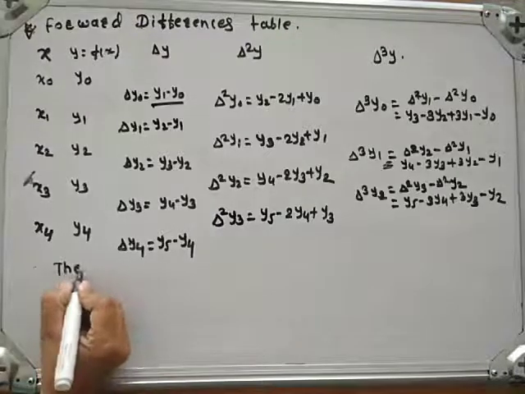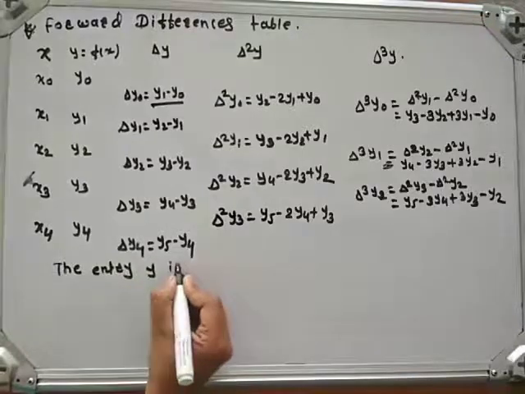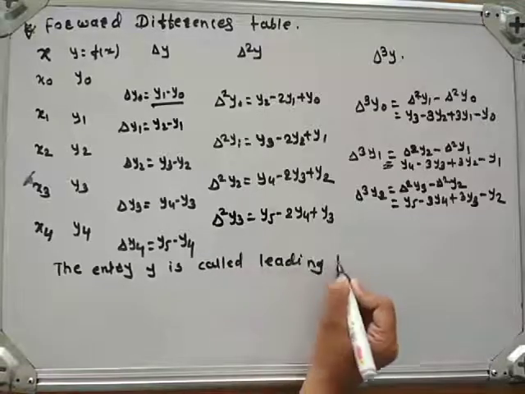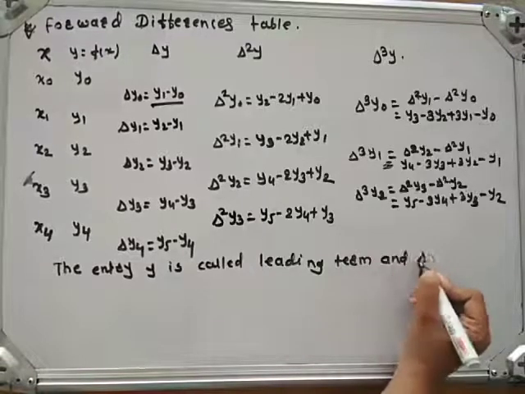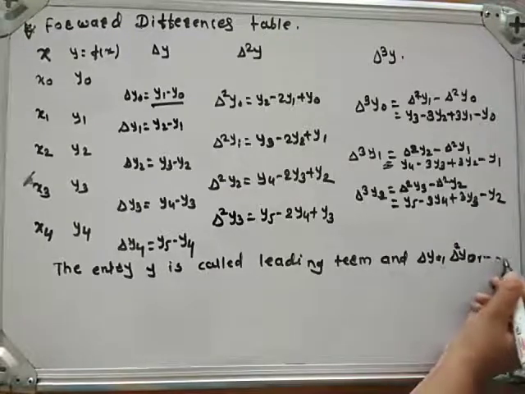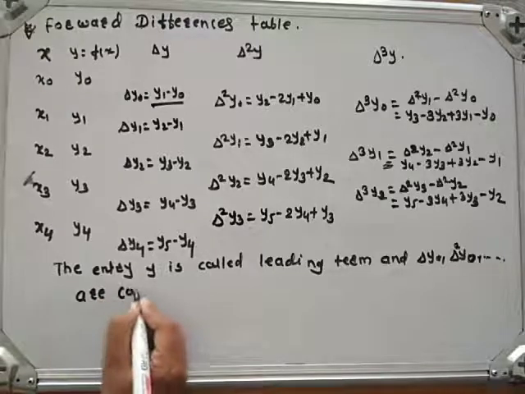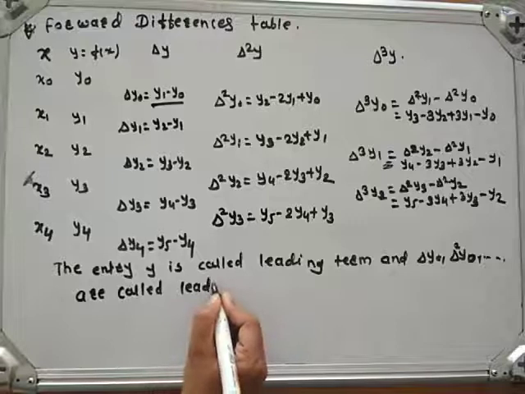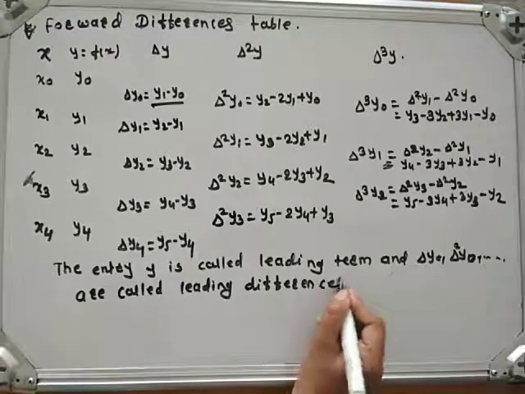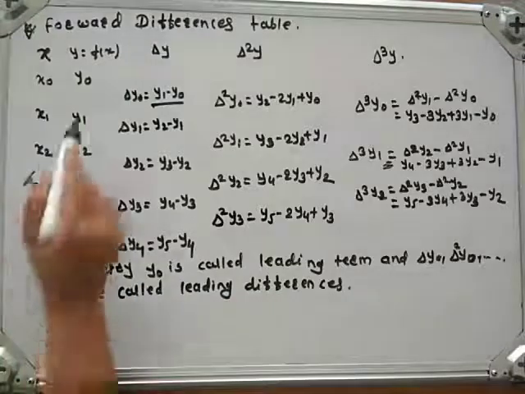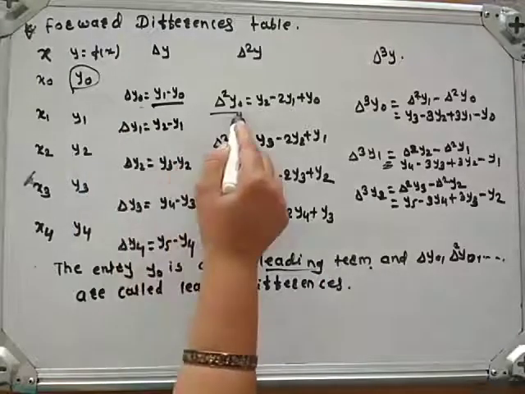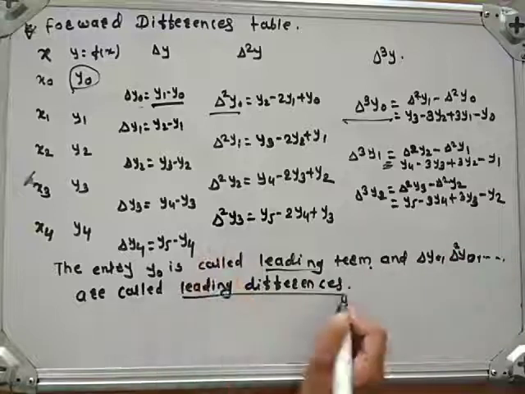Okay. In the next line, the entry y0 is called the leading term, and delta y0, delta square y0, delta cube y0 and so on are called leading differences.